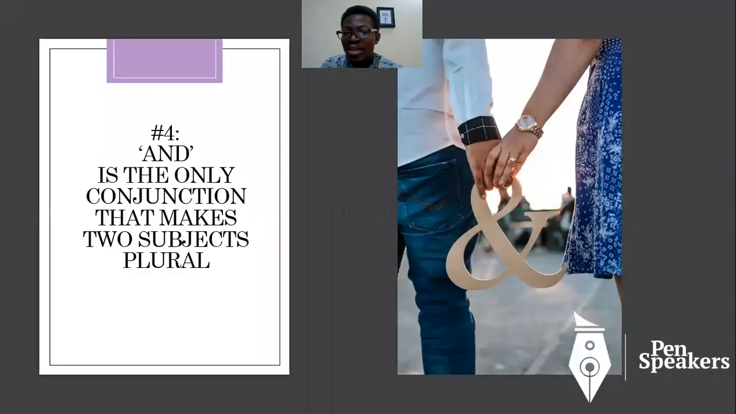Trick number 4. And is the only conjunction that makes two subjects plural. Where you have and, two subjects are plural. So in a sentence where you have two subjects put side by side and joined with the conjunction and, therefore you have a plural subject. There is an exception though, but let's get to that later.